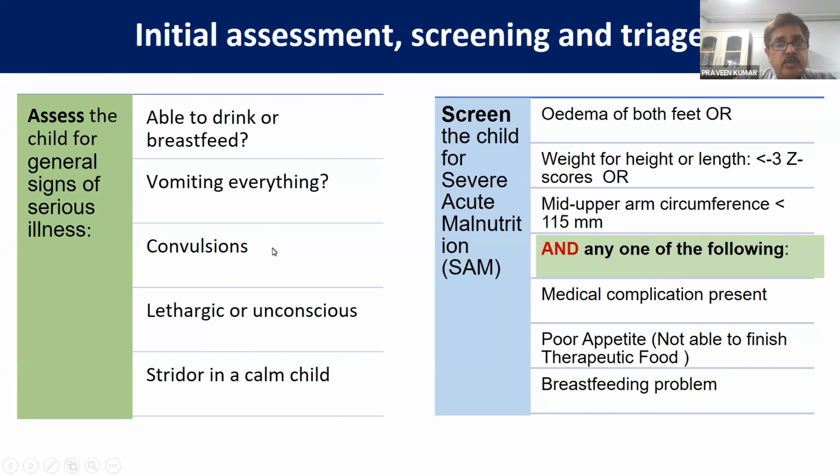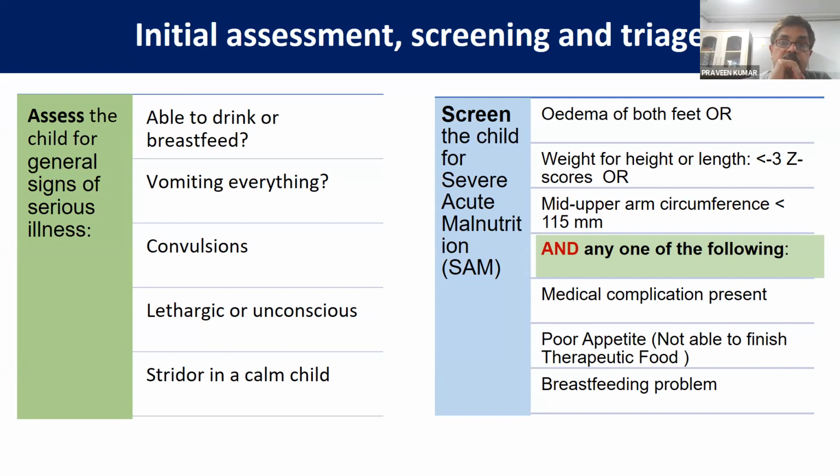Similarly, if the child vomits everything, it means the child is not able to retain anything. So whatever time you are feeding, the child is vomiting. If the child vomits everything, then again we have to hospitalize, and this is one of the general danger signs, which indicates there is some underlying problem and we will need to work up, like meningitis. The child may have some liver toxicity due to drugs, or maybe some opportunistic infection which is causing this.